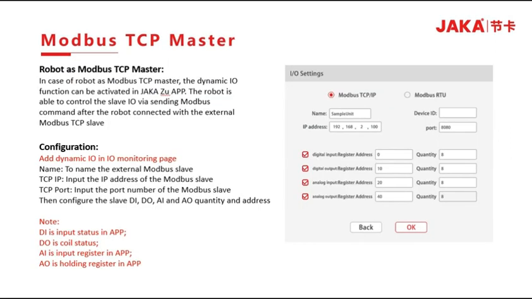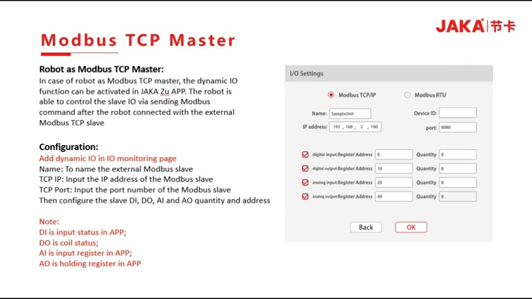Now let's see the robot as a Modbus master. In case of the robot Modbus as TCP master, the dynamic I/O function can be activated in the JAKA Zu app. The robot is able to control the slave I/O via sending a Modbus command after the robot is connected with the external Modbus TCP slave.